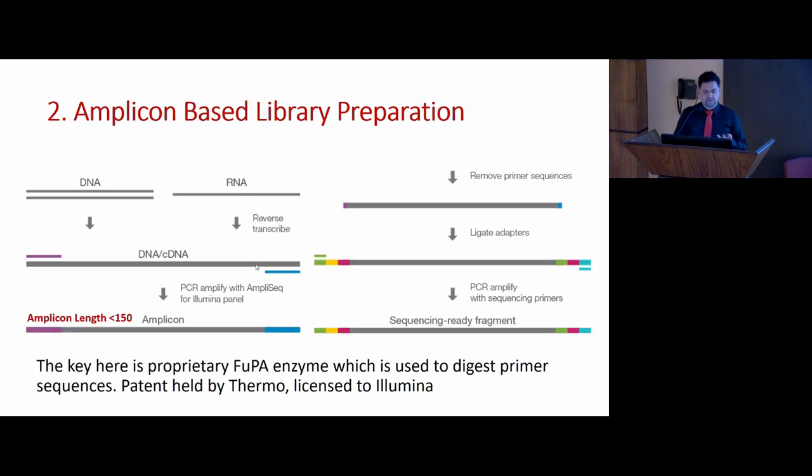Amplicon based library prep. Okay, so in Amplicon based library prep, you have DNA or you have cDNA, reverse transcribe, straight away do PCR with primers. Once you do the PCR, your PCR product is formed. The PCR product is then less than 150 bases. Why is it less than 150 bases? You have designed the primers accordingly.